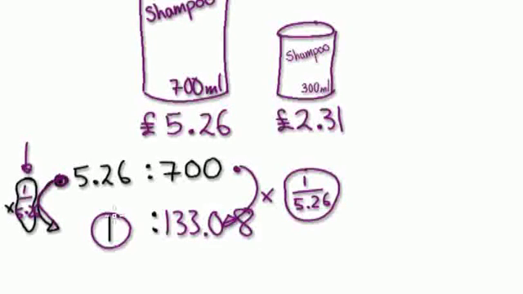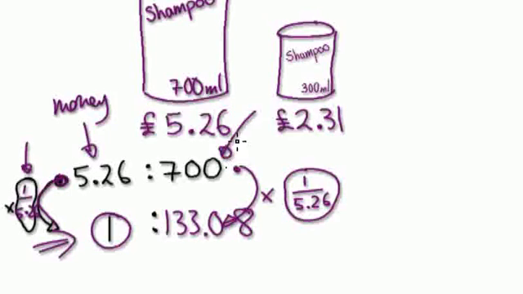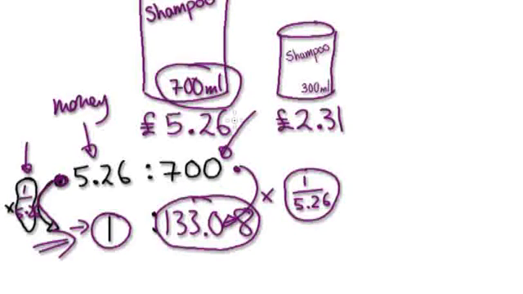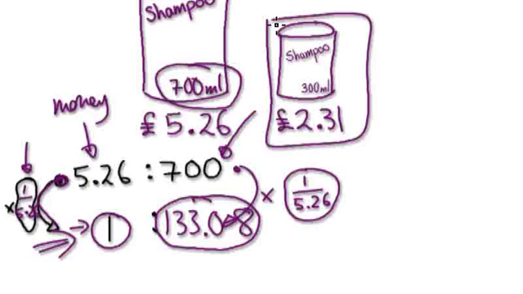133.08. Okay, now you see, when you get to this stage here, you can interpret this as, well, if this here is money, and this here is volume, the volume of shampoo that you get. Well, for £1 you can get this amount of milliliters, whatever that is. We don't care. We just know that we're going to get 133.